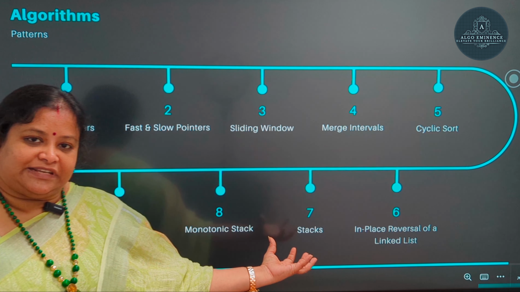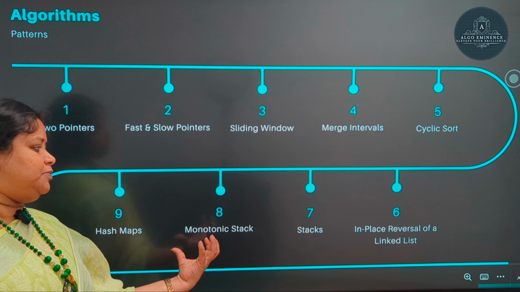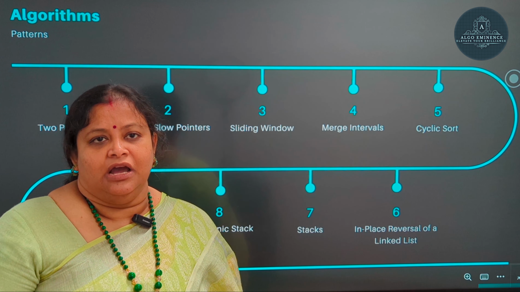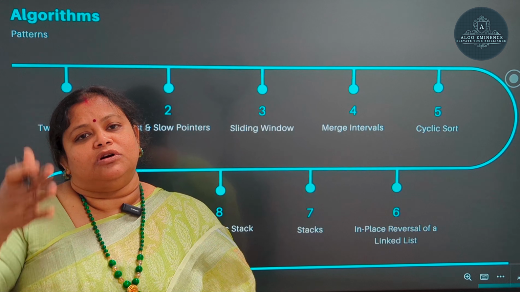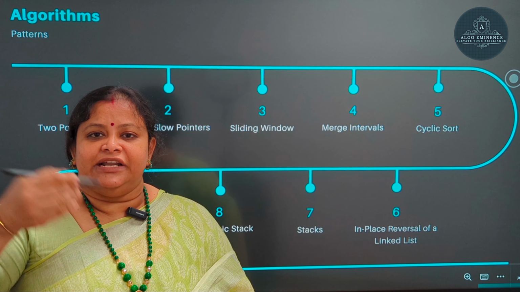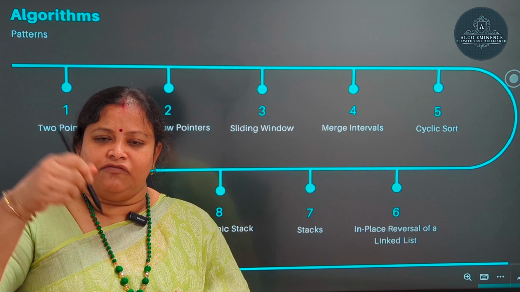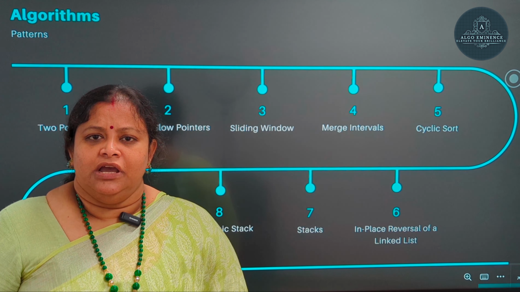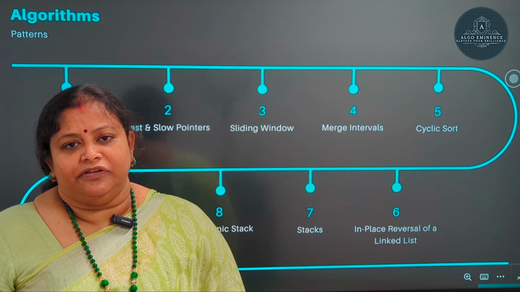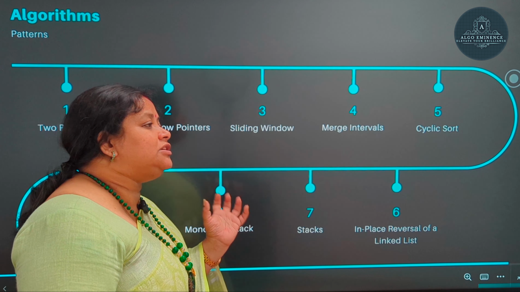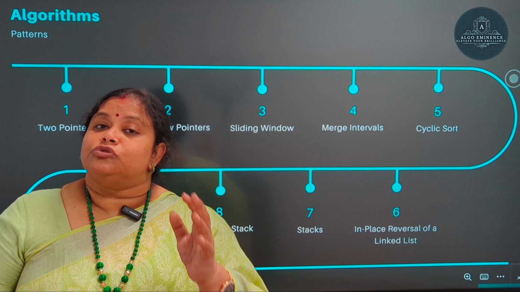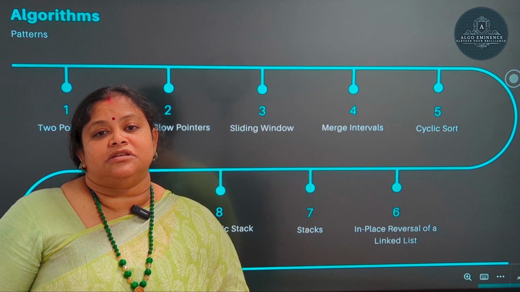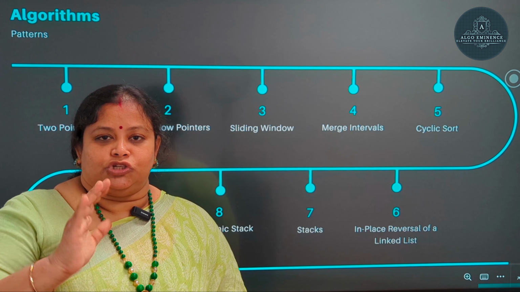Actually, the reason I have put stack in here is to explain what a monotonic stack is. Monotonic stack is a bit different from a stack. As I said, stacks work on LIFO: as the data is being inserted, it is pushed inside the stack, and based on that the popping, or the deletion of the data, is done from the stack. But in a monotonic stack, it is using a stack only, but the data is stored in increasing or decreasing manner, the way your question demands.